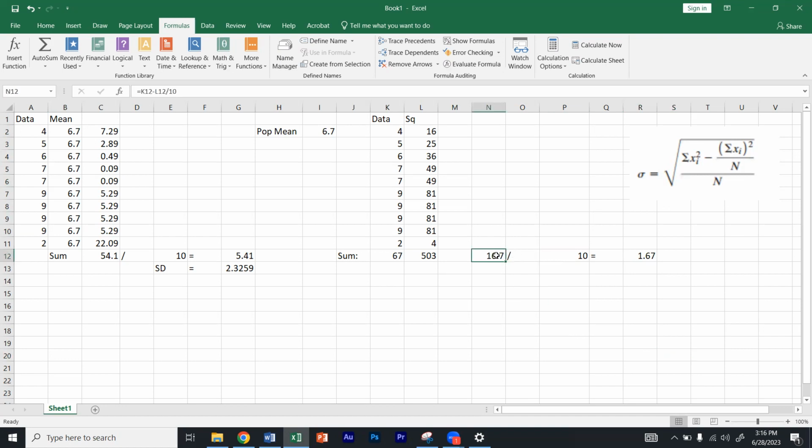Let me double check what I did. Okay, so I made a silly error. Let's fix that. So this is going to be this number minus the sum of the squares minus this. And that divided by 10. I'm getting this. Okay. This divided by this. And then we are going to find the square root of 50.